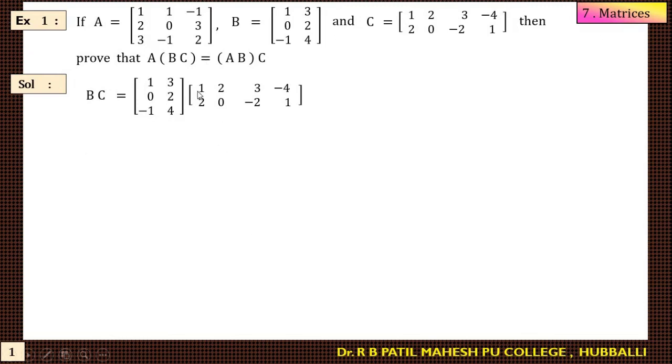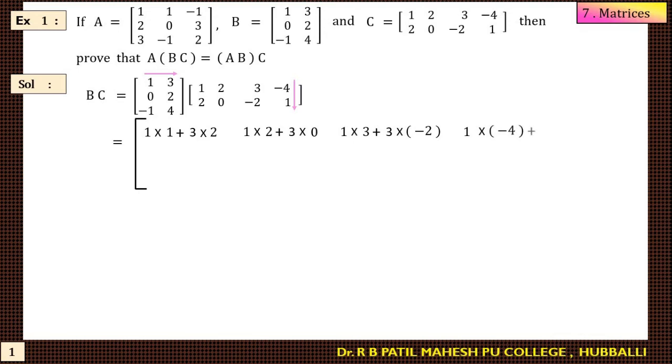So here we have 4 columns. That means in the first row of the product we get 4 elements, remember. So that is equal to the matrix, first row, first column elements are multiplied and added. That is 1 into 1 plus 3 into 2. Next column elements, 1 into 2 plus 3 into 0. We have another column, therefore operating with the third column, 1 into 3 plus 3 into -2. One more column is there, the fourth column. With that, I will get 1 into -4 plus 3 into 1.